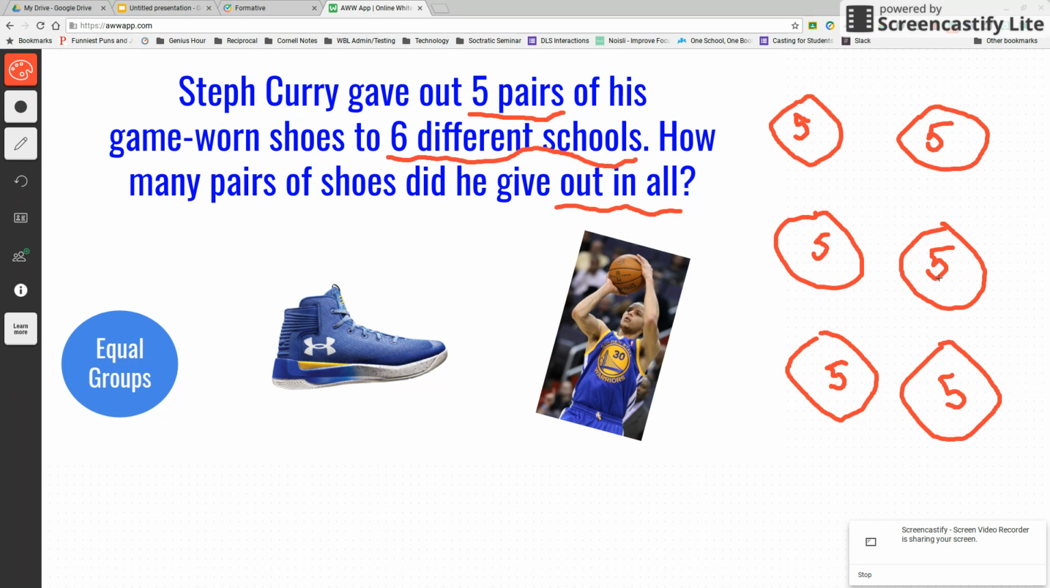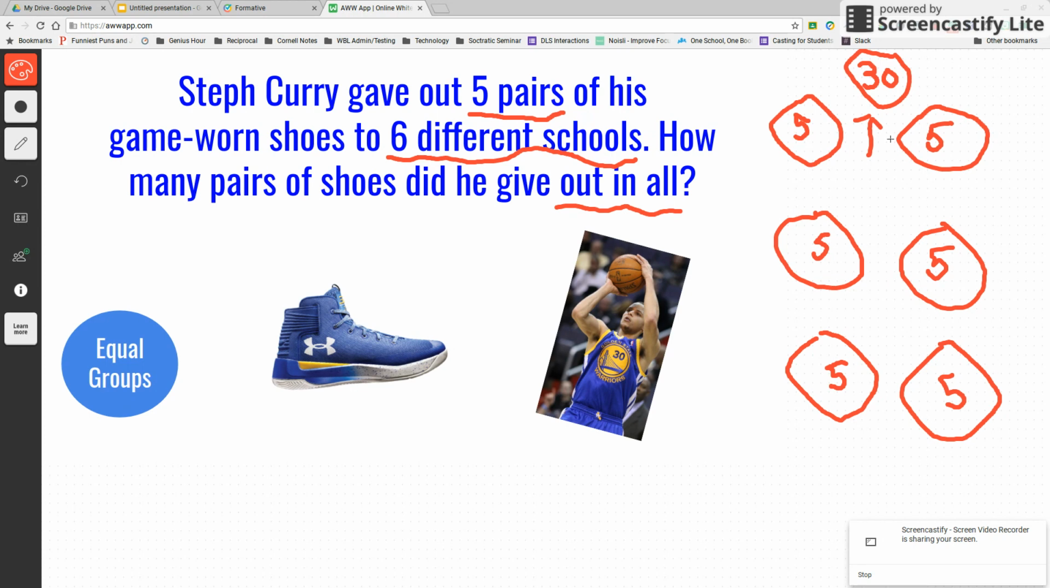Now, my fourth step is to solve it. So in my strategy, I'm just going to count by 5s. Now I'm going to count all the groups. 5, 10, 15, 20, 25, 30. So he gave out 30 pairs of shoes in all. That is going to be my answer right there.